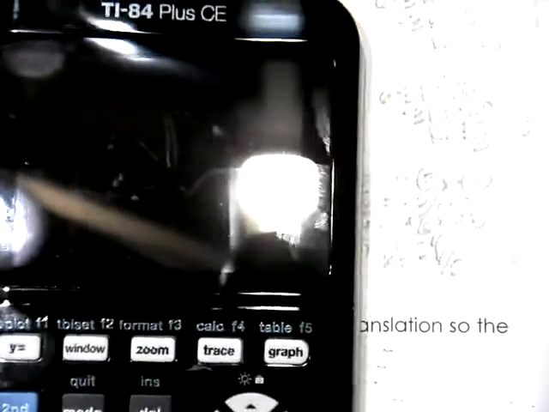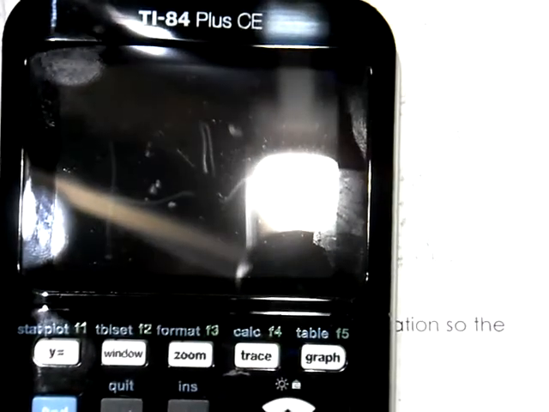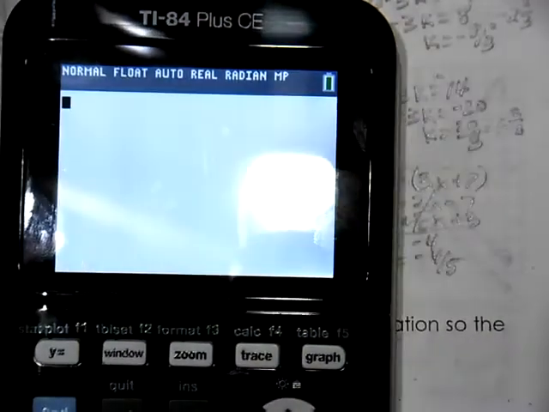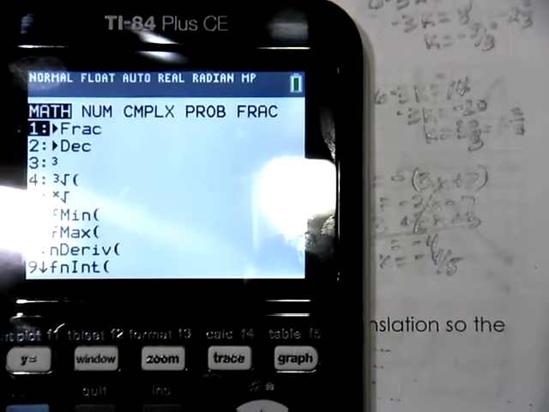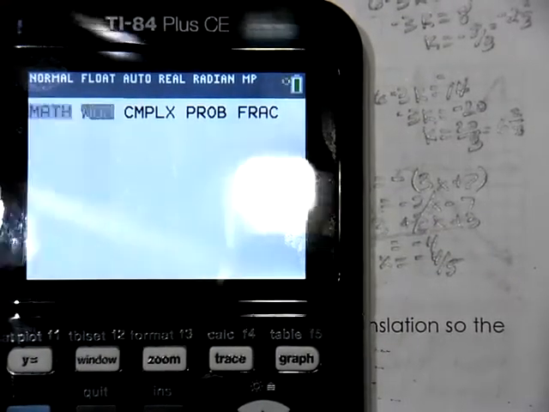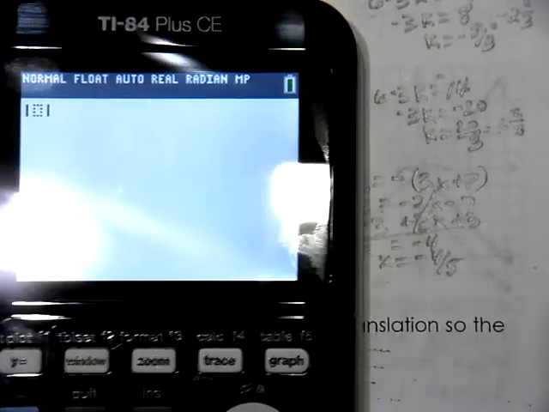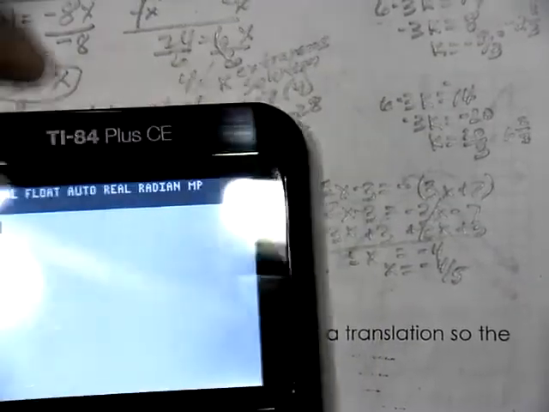Over here, if it's a little complicated, and I'm a little short on space, I could say, do my math, go over to number, absolute value, and my equation again.